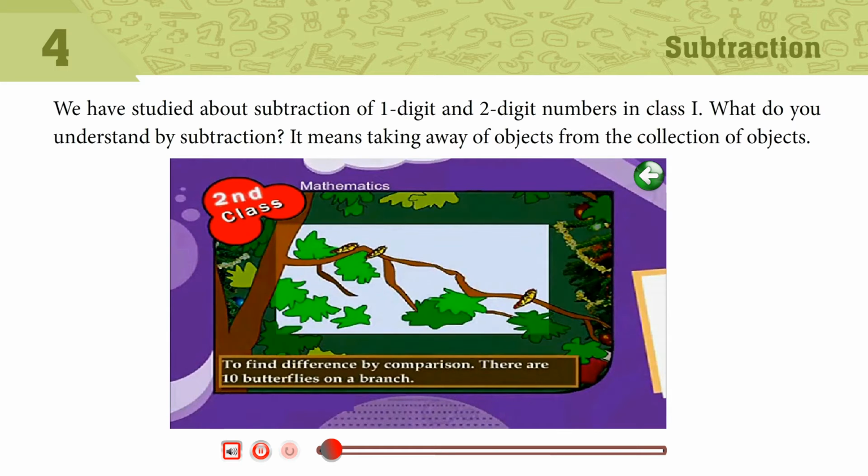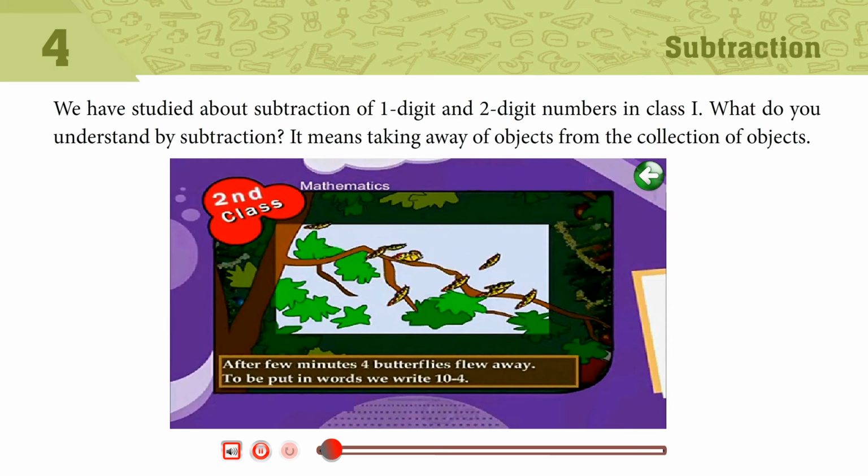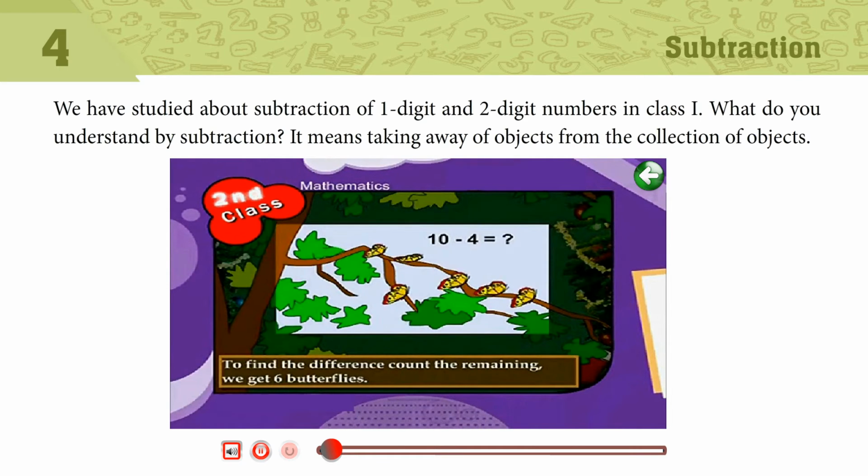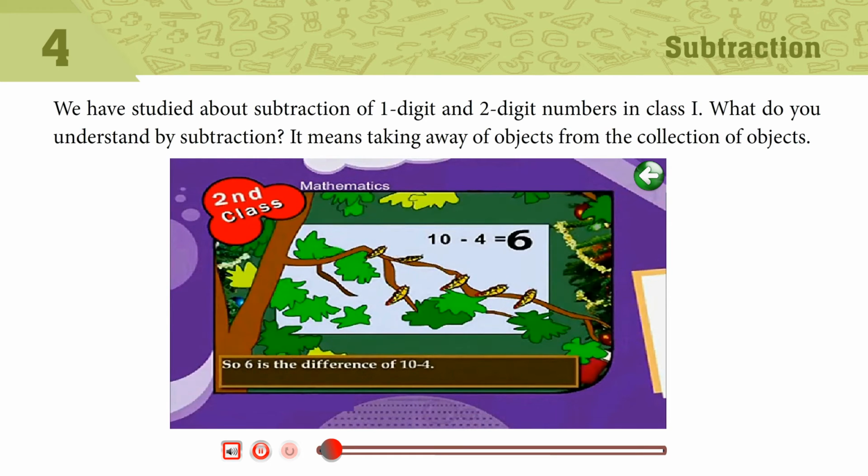To find the difference by comparison, there are 10 butterflies on a branch. After few minutes, 4 butterflies flew away. To be put in words, we write 10 minus 4. To find the difference, count the remaining. We get 6 butterflies. So 6 is the difference of 10 minus 4.